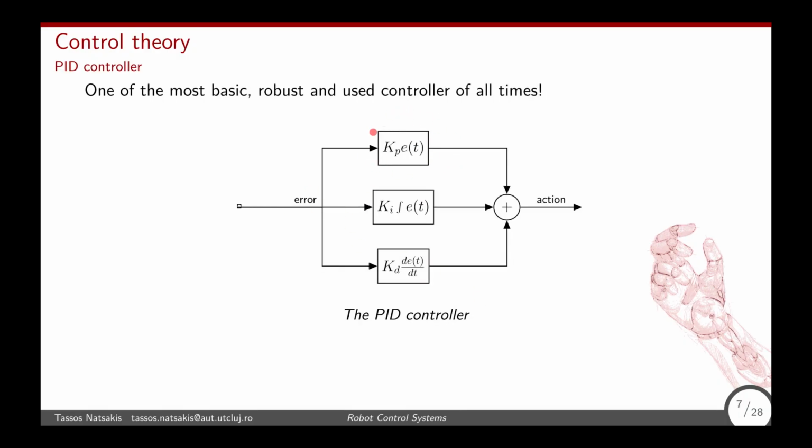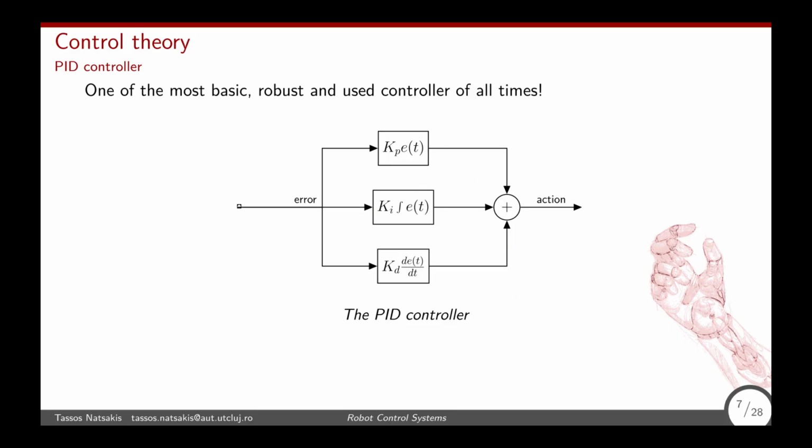The proportional part is basically a gain multiplied by this error. So I have this error over time, and I multiply it with a gain, just a number. Then I have the integral of the error over time, that I multiply with another number, another gain. And then I have the derivative of the error over time that I multiply with another gain, another number, and I add these three together.